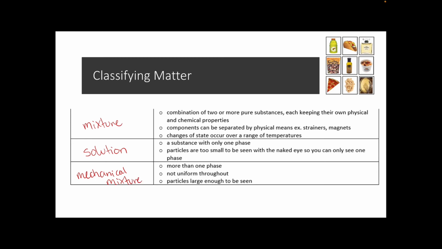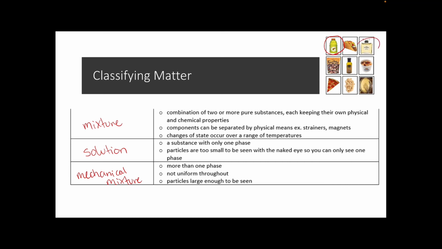Looking at these images, let's first point out the solutions. So remember, it's uniform throughout. The particles are too small, and you can't even see that it's a mixture. What would some of these examples be? Well, first, we have the Gatorade. It looks like it could be all one type of specific substance, but it's actually a bunch of different ingredients.